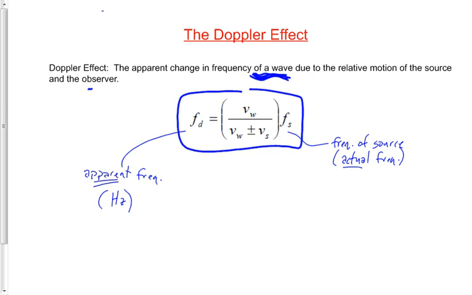So the frequency of the source is Fs, or the actual frequency. The Doppler frequency, Fd, is the apparent frequency. That's what we hear, what we perceive. Now we get Vw and Vs. V stands for speed, obviously. Vw particularly is going to stand for the speed of what? Vs will stand for the speed of something else. This is a little bit confusing just because of the subscripts that they use.